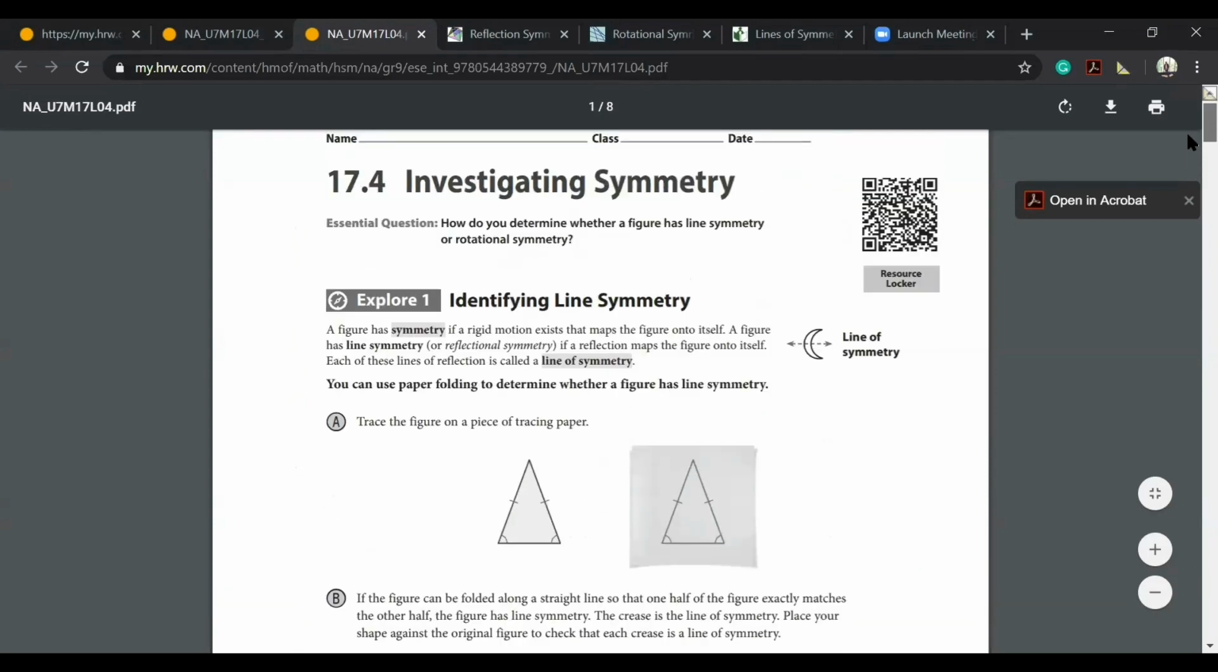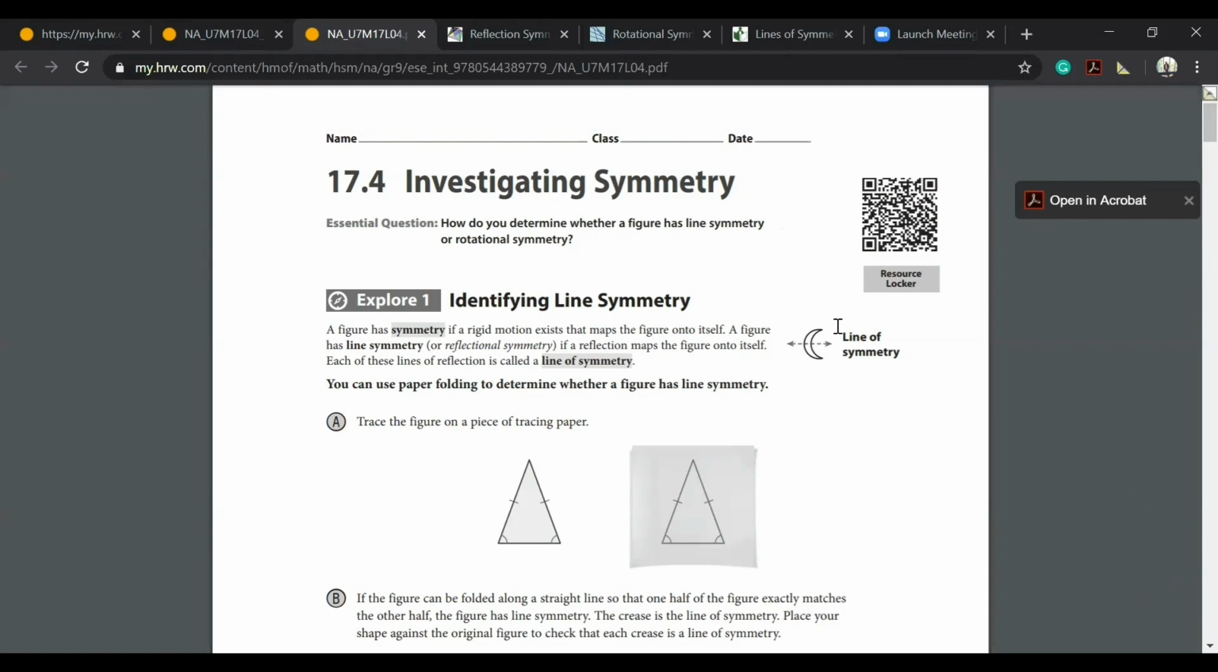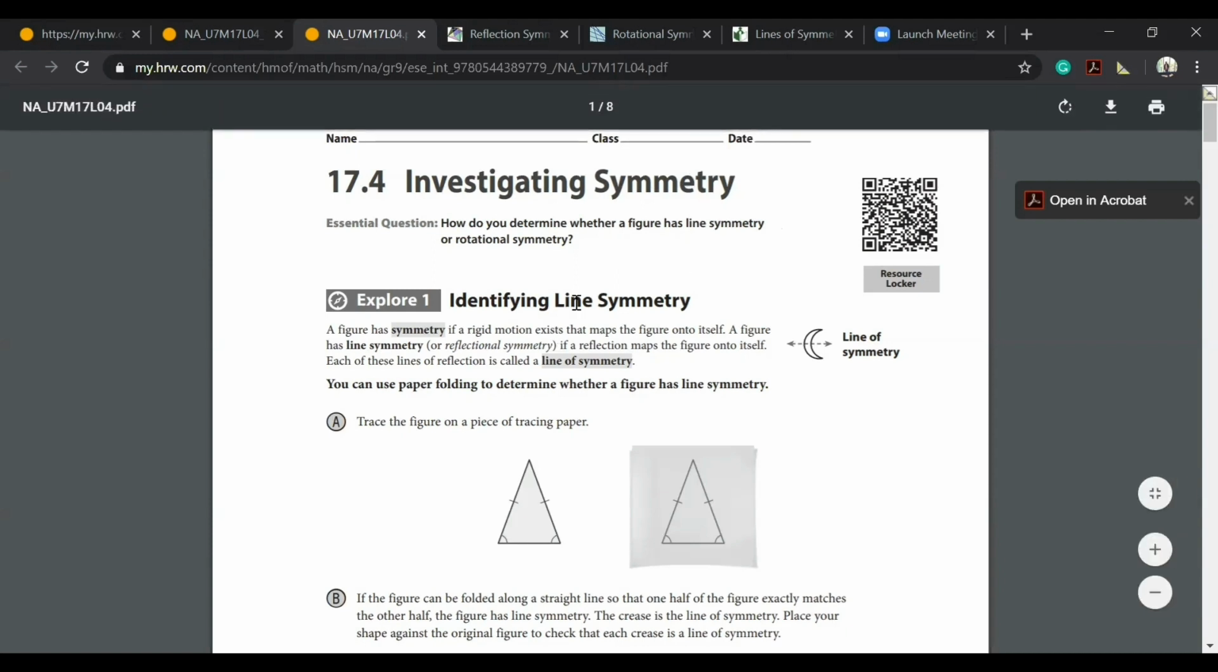Okay. What is symmetry? Do you understand what symmetry is? How do you determine whether a figure has line symmetry or rotational symmetry? This is our essential question today. When I tell you that two things are similar, similar means what? Similar means equal or like each other. Symmetry means that when you have an object that can be divided into two equal parts, this is called symmetry. A figure has symmetry if a rigid motion exists that maps the figure onto itself.